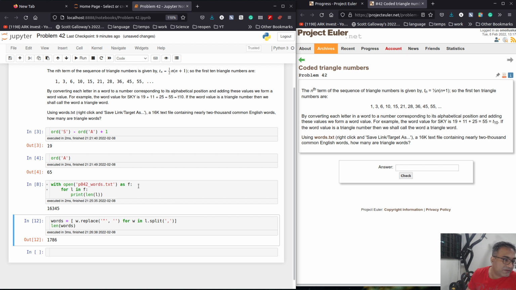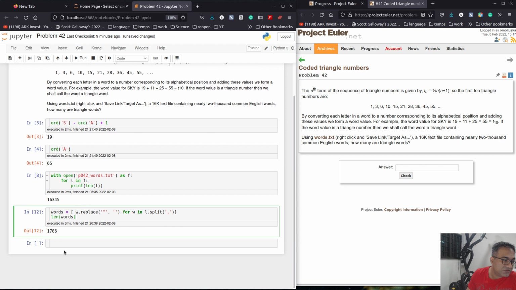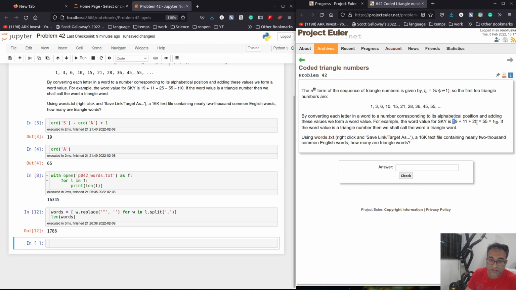Now what we need to do is write a function that will convert a word into its constituents. So we need to get this value. Okay, so how do I do this?